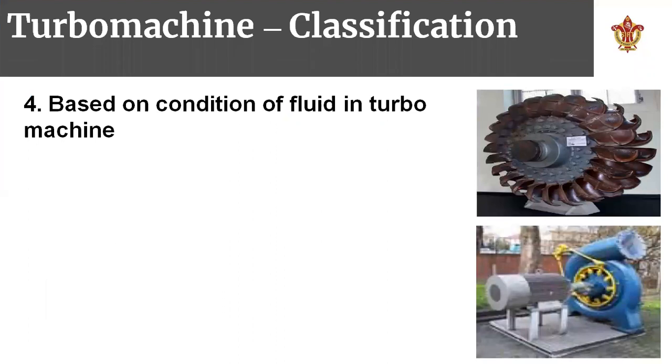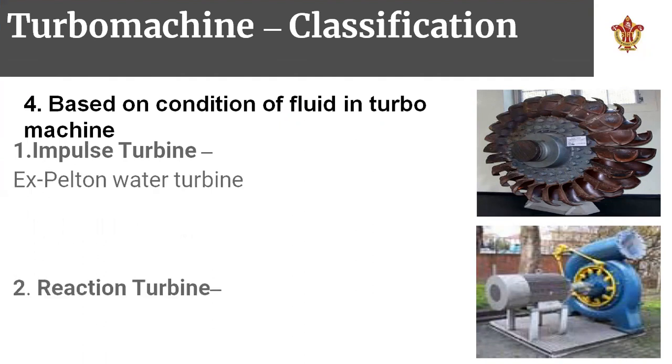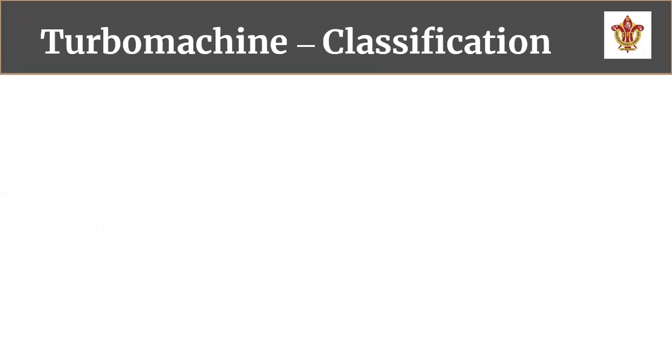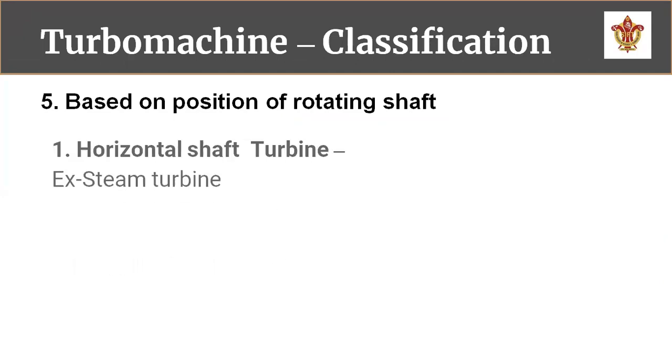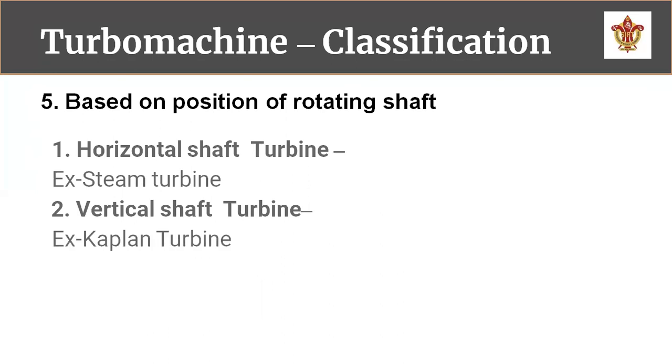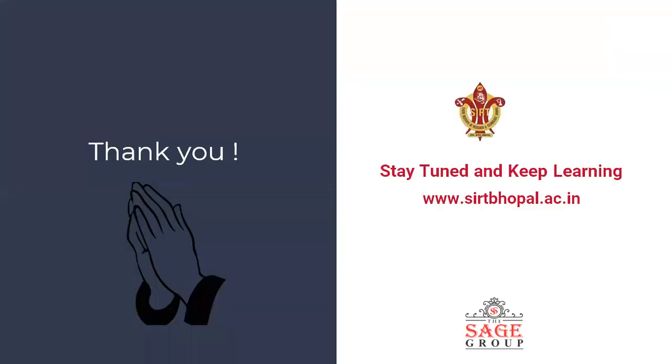Based on condition of fluid in turbo machine, we have impulse turbine and reaction turbine. Based on the rotating shaft, there is the horizontal shaft turbine. Steam turbine is a horizontal shaft turbine in which the shaft is arranged in a horizontal manner. Vertical shaft turbine is the Kaplan turbine, which has a vertical shaft. Inclined shaft turbine.